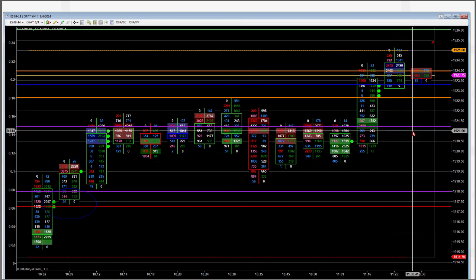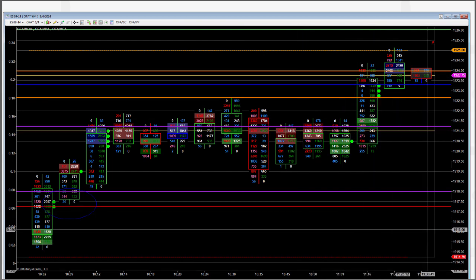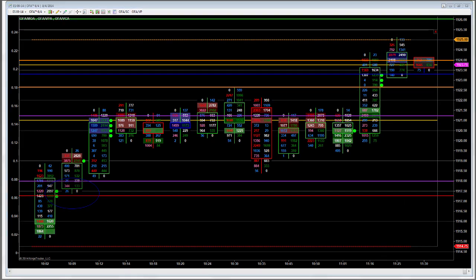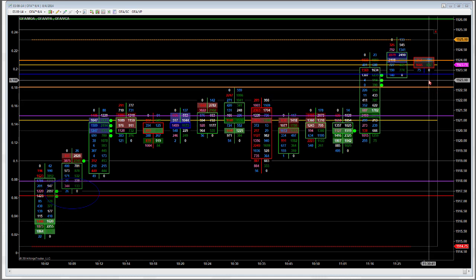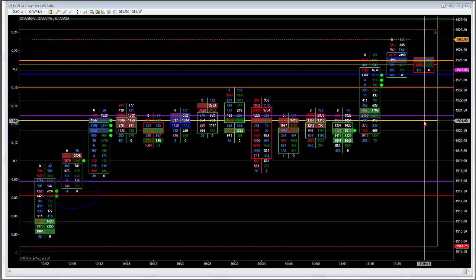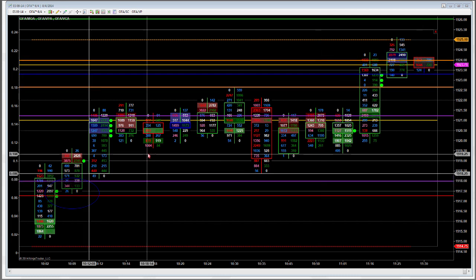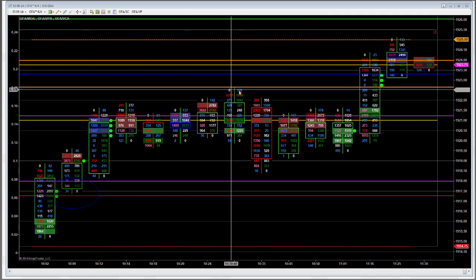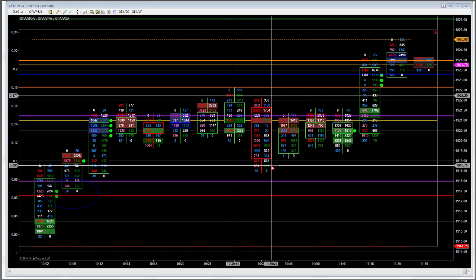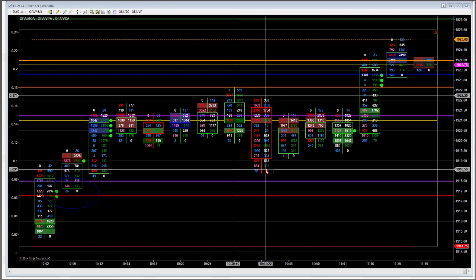I can see VPOC now for the day is down at 21 now. It was up at 23, back down to 21. But again, here's my opening swing high. Here's my opening swing low. When price came back up to the opening swing low, you can see what happened. We had weakness, strength at the bid, and opportunity for another trade.